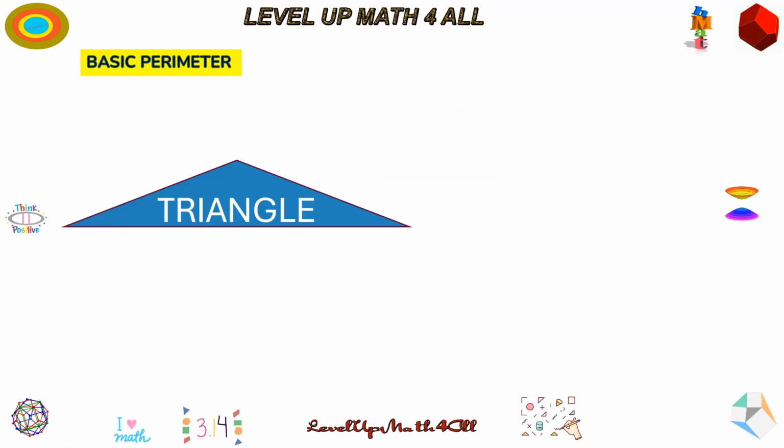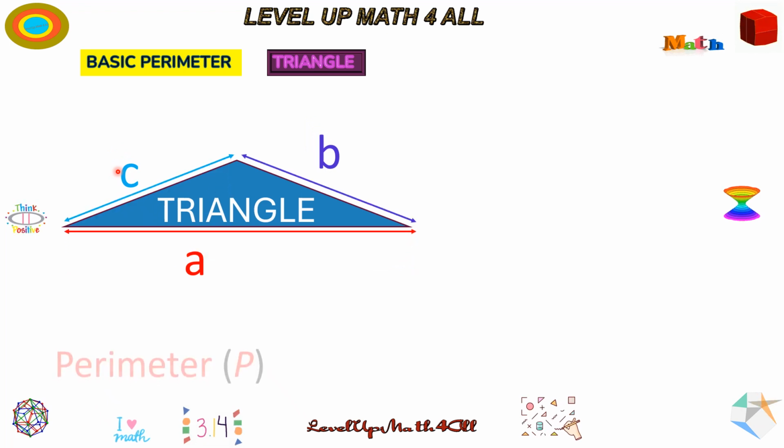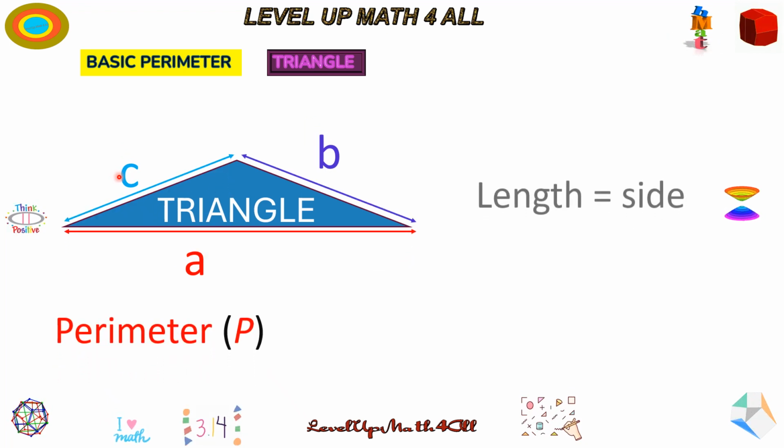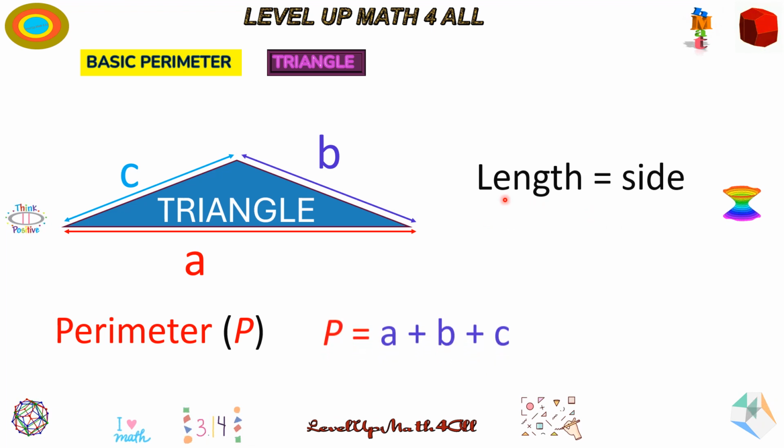Once again, let's see the graphical representation of a triangle and the sides. In general, we can call it a length or a side, it is always the same. So in this triangle we have side A, side B, side C, or you can say length A, length B, length C. As we know, the perimeter of a triangle, which represents P, is equivalent to side A plus side B plus side C, or length of A plus length of B plus length of C.